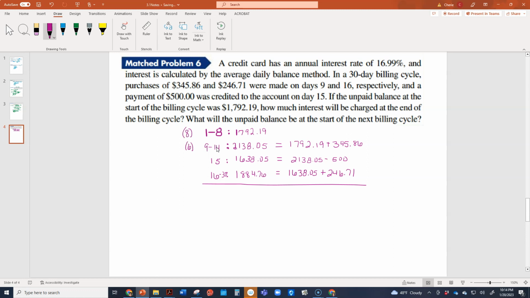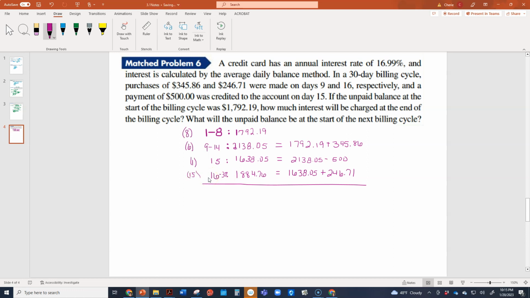Then on day 15, I made a payment, so I take away $500. My balance is down to $1,638. But it's just that balance for one day, because I am thinking, oh, I made a payment, so I can use my credit card again. Worst idea ever. So I'm going to add the $246 charge back to my balance, and now I have a balance of $1,884.76, and I carry that for the rest of the month. So day 16 through day 30, that's a total of 15 days.